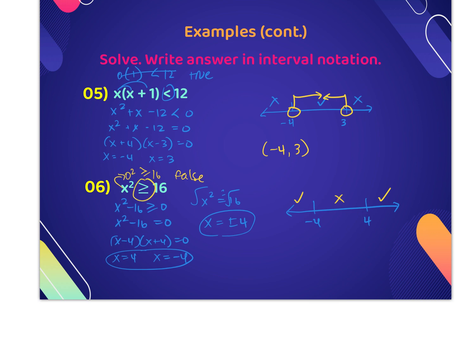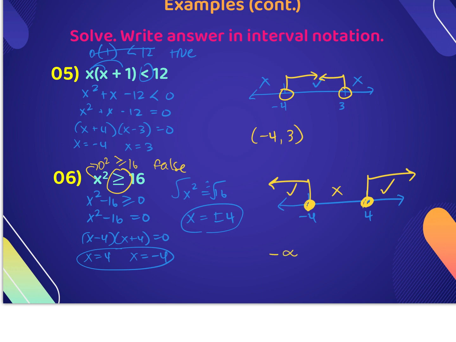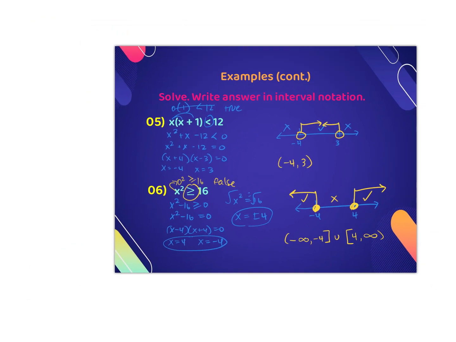Because this includes an equal sign, I know it's a filled in circle to the left and a solid circle to the right. So in interval notation, this would be negative infinity to negative 4, bracket, parentheses there, union, and then 4 to positive infinity, and again, a bracket. So it's pretty straightforward, pretty easy.